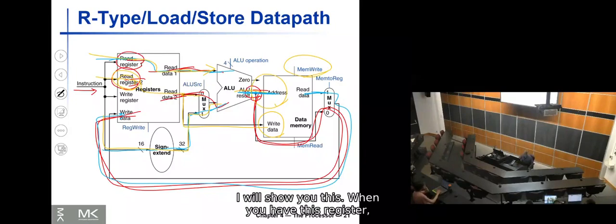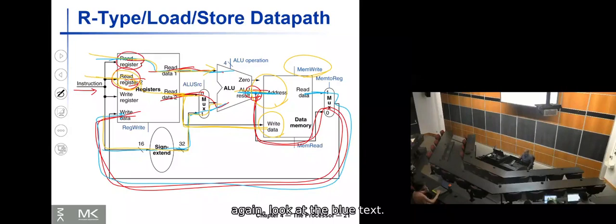So this is a store. Again, I will show you this. When you have this register, the value of this register appears here. This goes to the write data of the data memory. So it is the R-type, load, store data path, without the instruction. If the instruction was also in this slide, it would be better, which I have later.